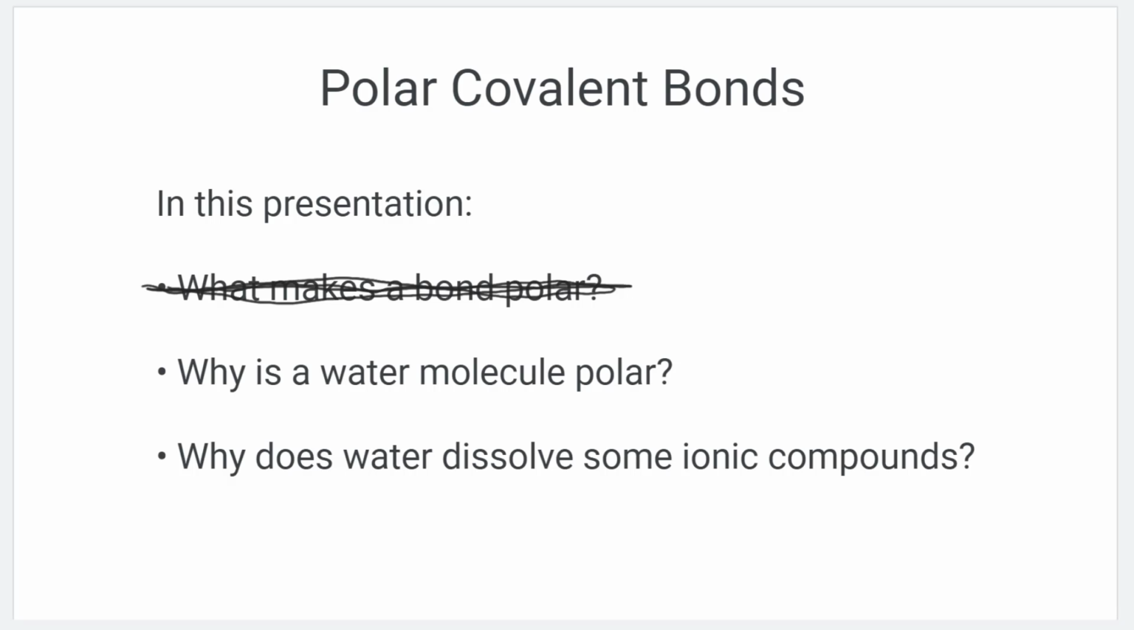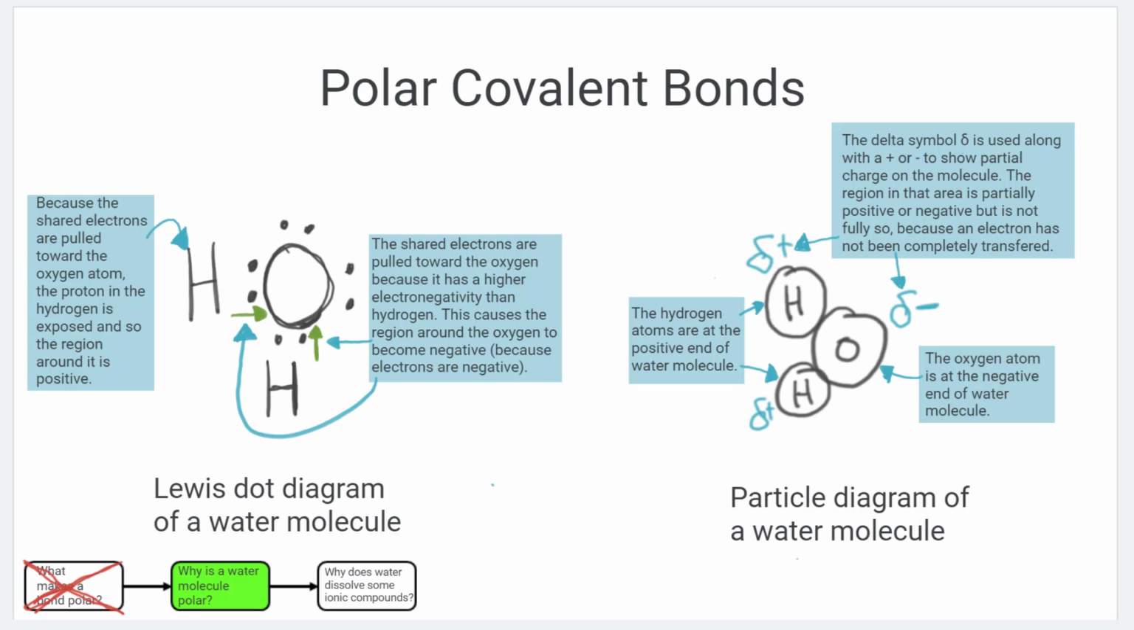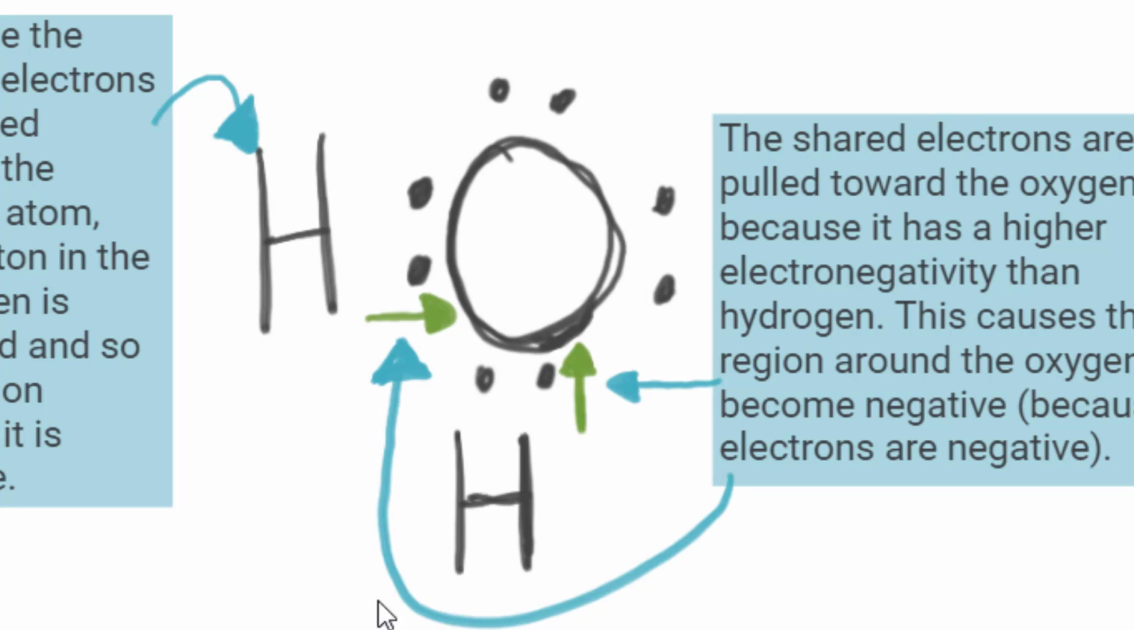Now we're going to go and see why a water molecule is polar. We know the bonds inside the water molecule are polar, but why is the molecule polar? And we're going to look at this in a lot more detail later on. But a water molecule looks like this. We've got two hydrogen atoms bonded to an oxygen atom.